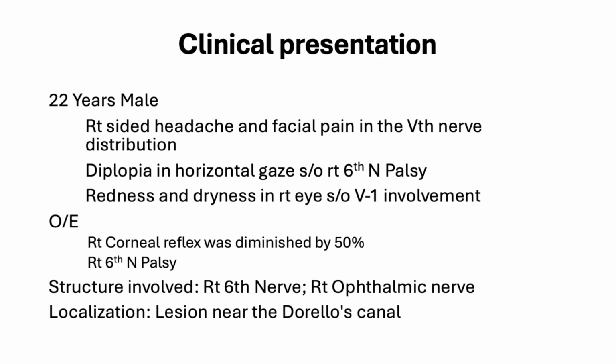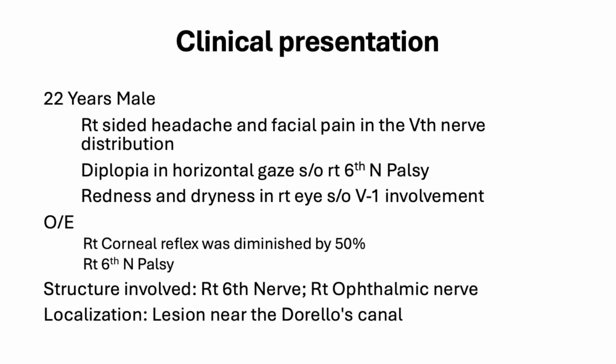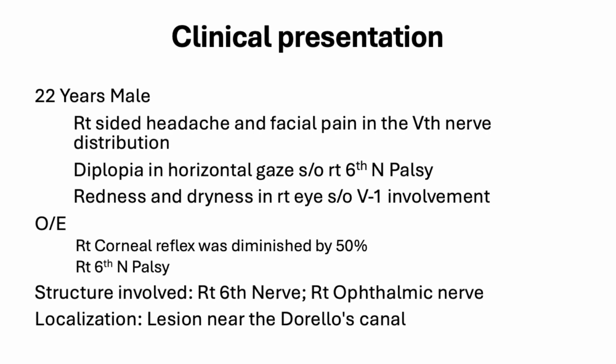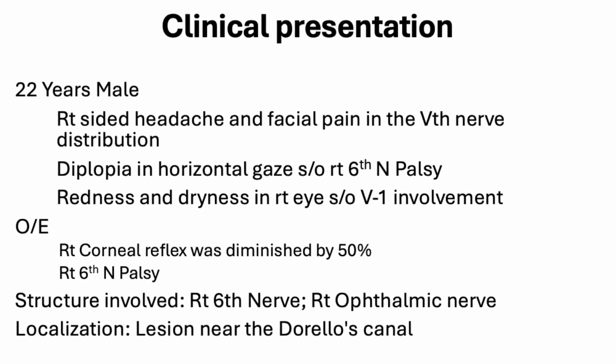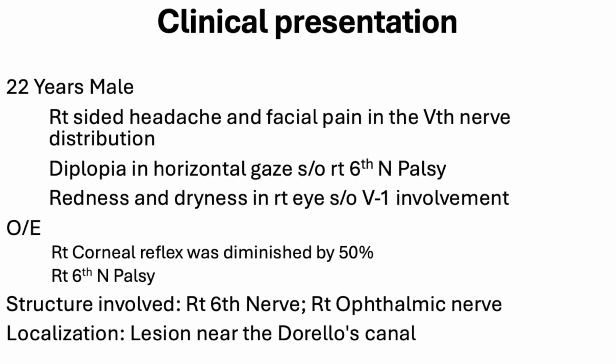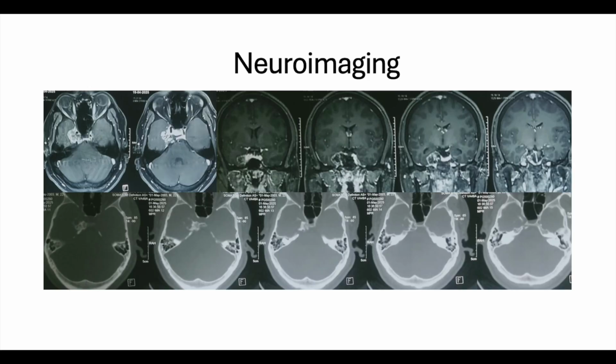A 22-year-old male presented with right-sided headache and facial pain in the fifth nerve distribution. On examination, the right corneal reflex was diminished by 50% and there was right sixth nerve palsy, localizing the lesion near the Dorello's canal. In neuroimaging, contrast-enhanced MRI brain and CT bone window were done.